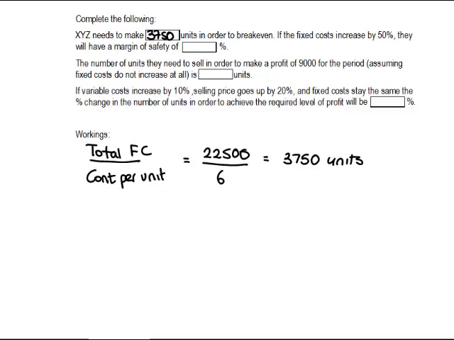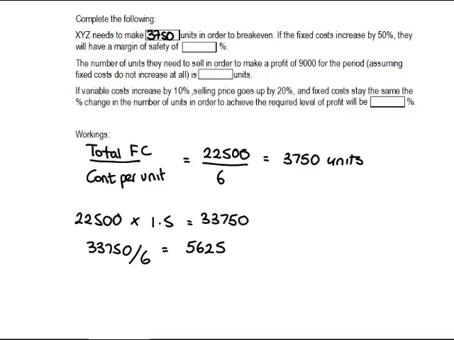Now, if fixed costs increase by 50%, then they're going to go up to $33,750. Now that means that there's going to be a new break-even point. So contribution hasn't changed, and that will now be 5,625 units.